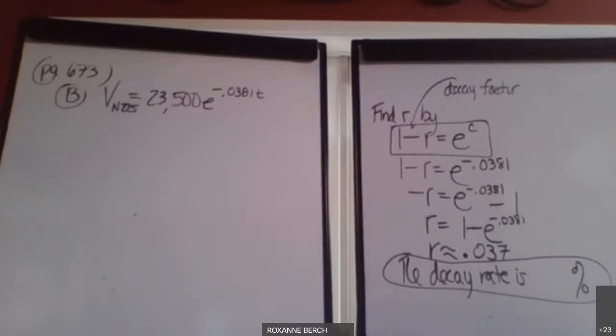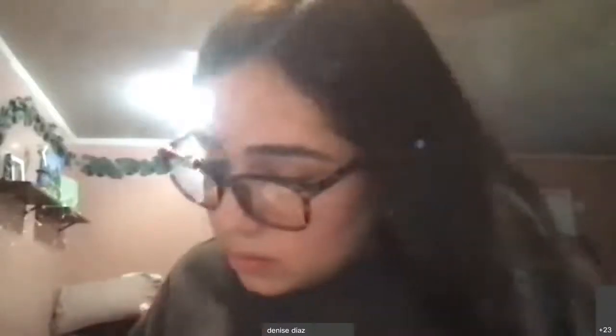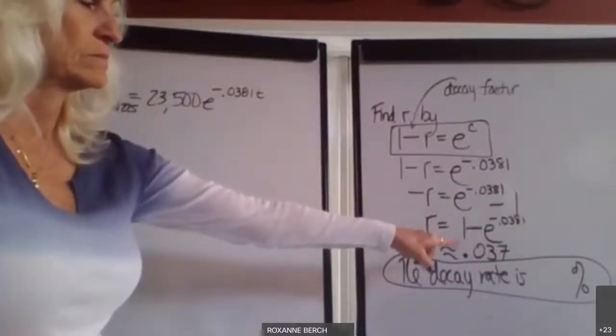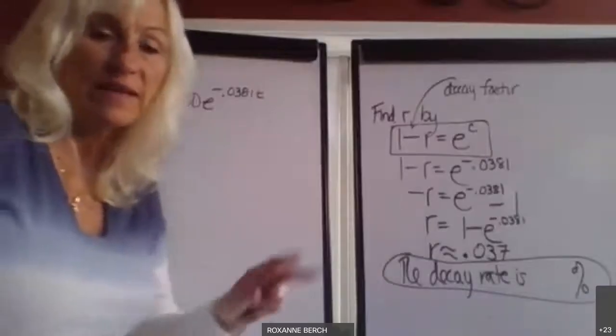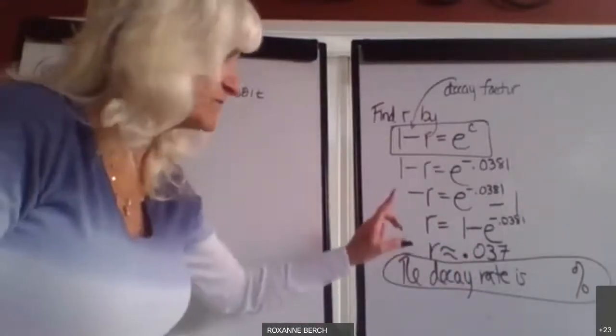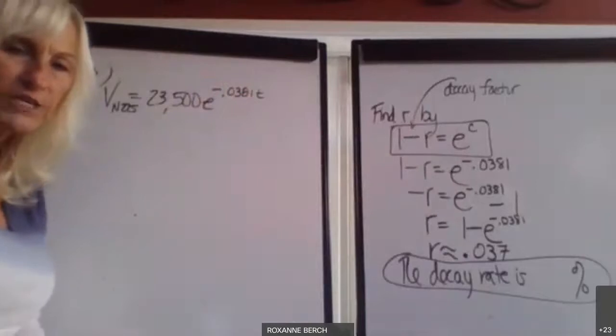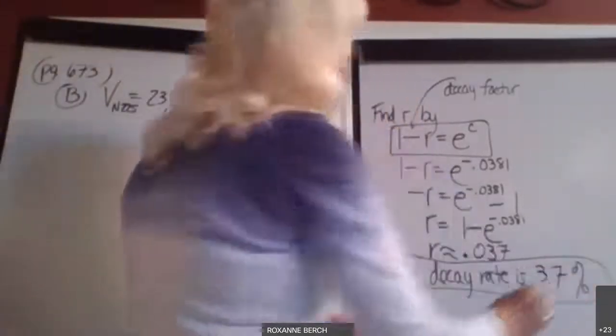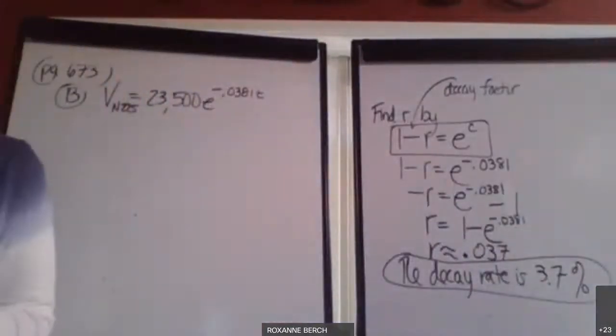I got 0.0373 and so on. I did it again too. Same. What'd you get? I got 0.0373. That's what I got. So now listen to this. You have a decimal, don't you have to change it to a percent? So don't we have to multiply by 100? So that'd be 3.7%. So that's your decay rate.